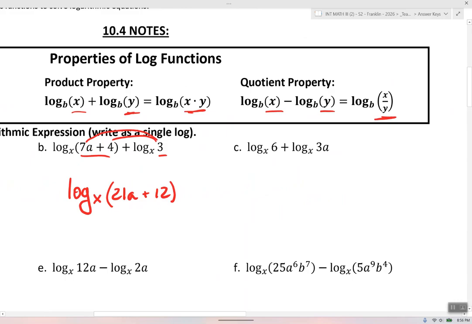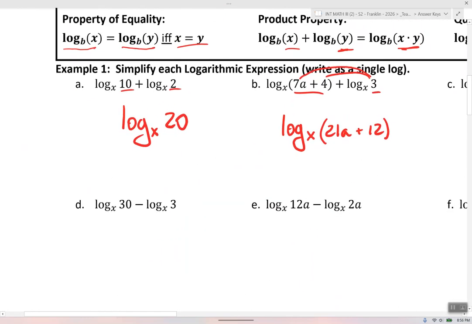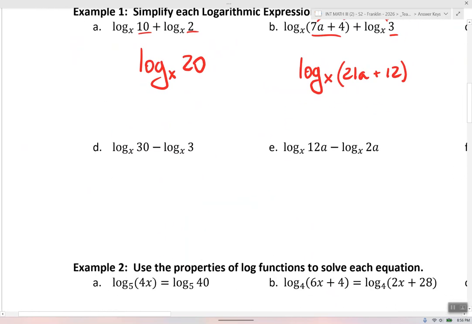And example C, again with the addition, we're using the product property. We're multiplying their values. So log base x of 18a. Notice all these logs have the same base. They must have the same base for this property to work. Now let's look at some quotient properties. We have log base x of 30 minus log base x of 3, and this would equal log base x of 10, since 30 divided by 3 is 10.